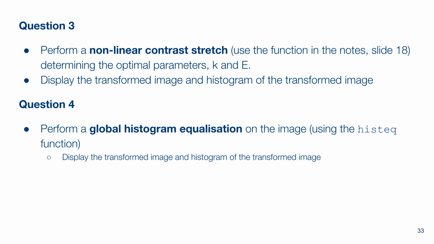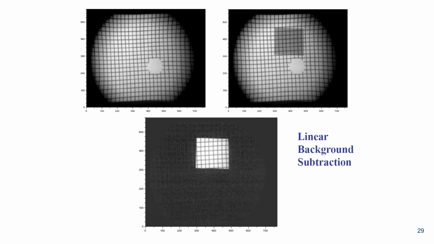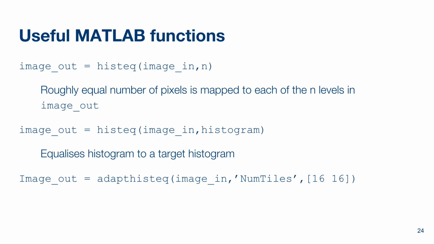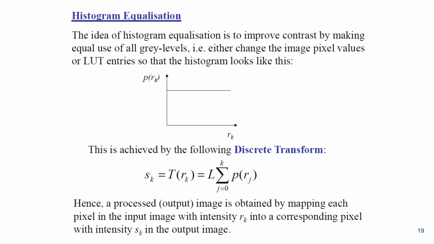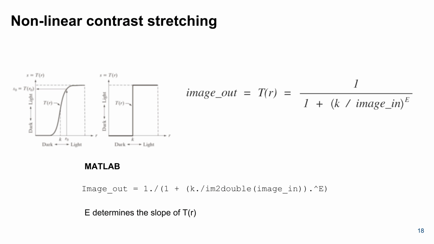So you just need to find out how MATLAB can calculate the cumulative function. Then you're going to perform a non-linear contrast stretch, so that's using this expression. So you're going to write some script which calculates this and produces an output image which does this transform. Okay, so actually I've given it to you there. Okay, so you're going to use that.